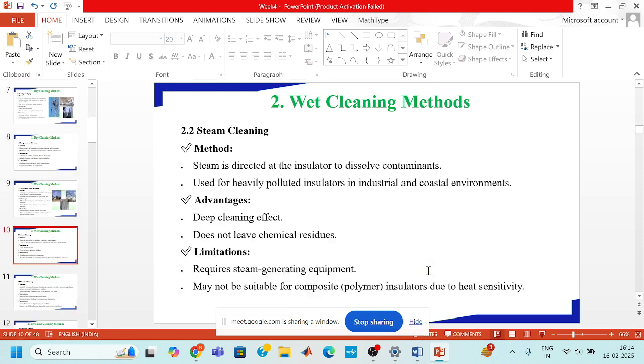Okay, the next method is steam cleaning. In this method, steam is directed at the insulators to dissolve the contaminants, and it is used for heavily polluted insulators in industrial and coastal environments.